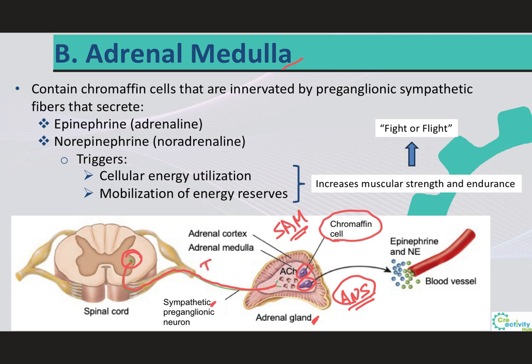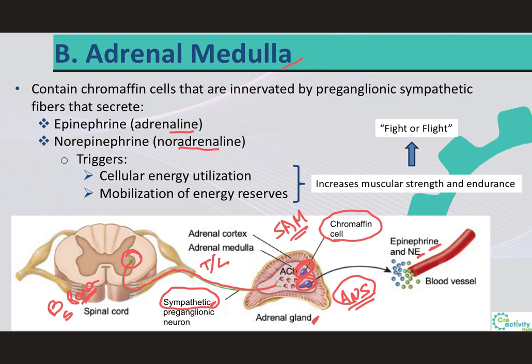Maybe you can recall from the lecture of the autonomic nervous system that the nerves that leave the thoracic and the lumbar regions are part of the sympathetic neurons, and the ones that leave the brain and the sacral regions are part of the parasympathetic neurons. Therefore, when the impulses arrive in the medulla, it stimulates the two cell types in this region to secrete epinephrine and norepinephrine. Epinephrine can be called adrenaline, and norepinephrine can be called noradrenaline.